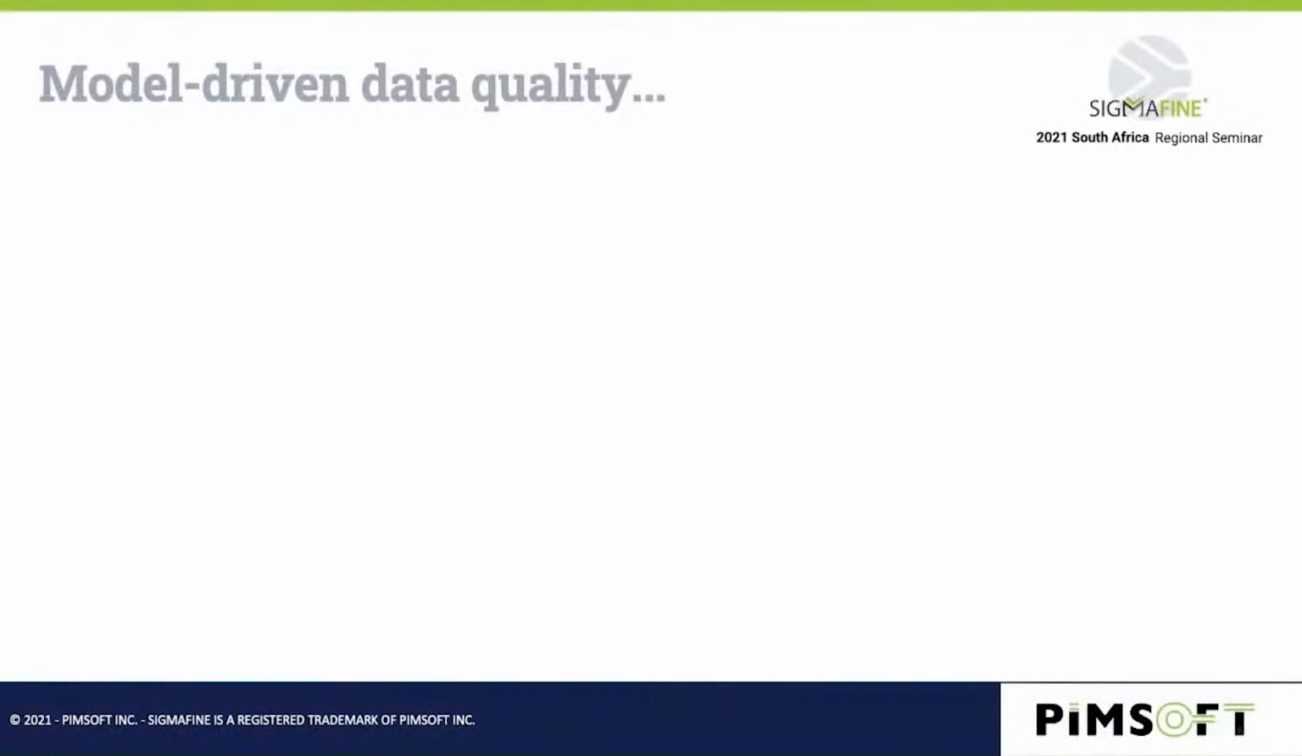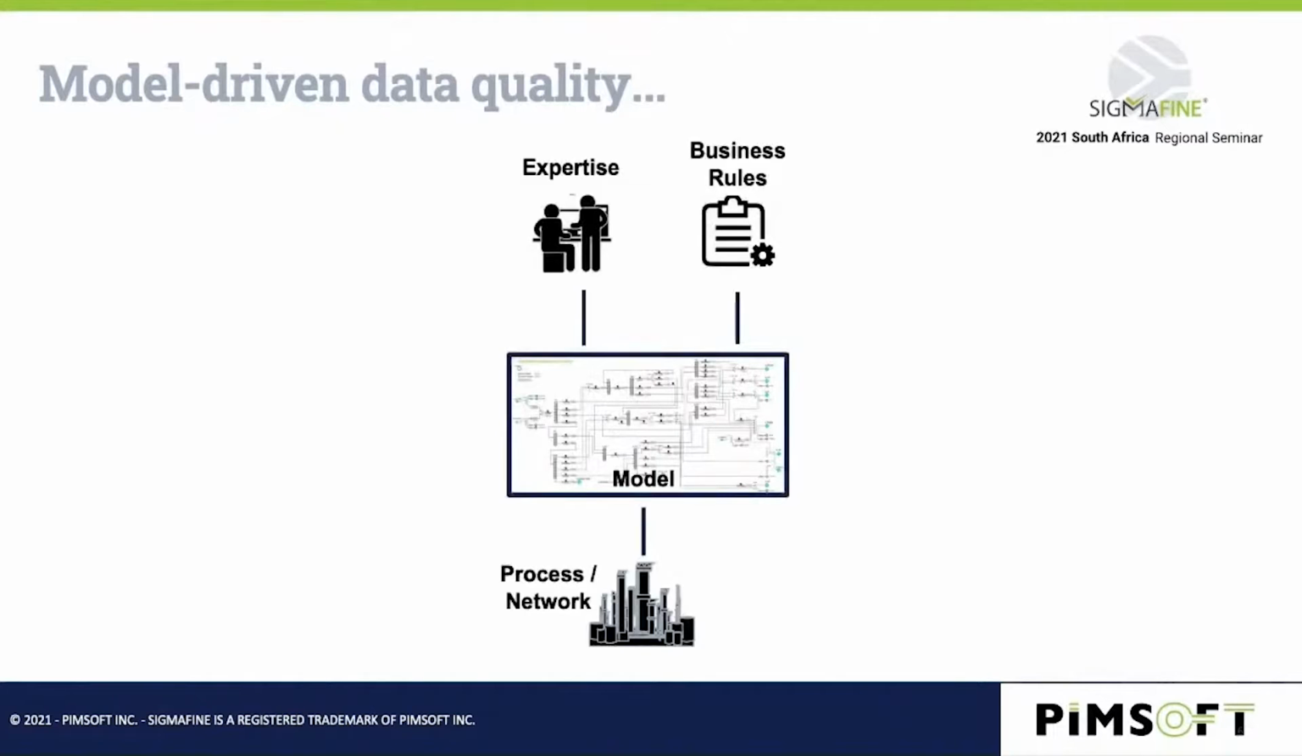To face the challenges above, Sigmafine relies on a model-driven data quality approach. So the center of the transformation process is a model. And what do we intend by a model? The model is the conceptualized representation of the subject of our analysis. It can embrace an entire production facility or a single process unit or a utility or distribution network. It embeds the engineering and operational expertise of the company, and where required, it includes even business and compliance rules.